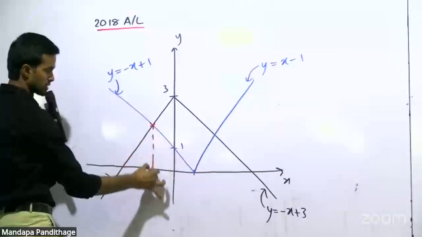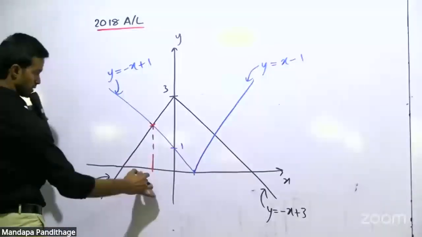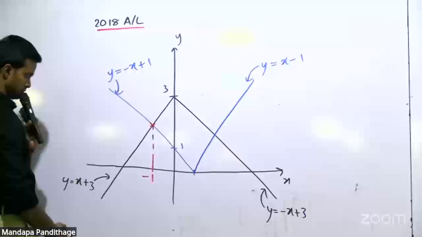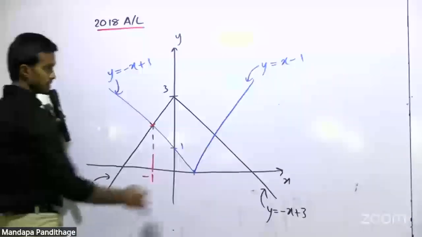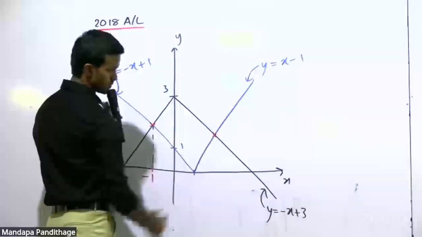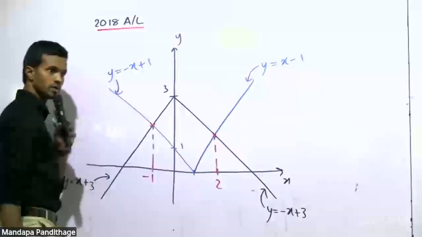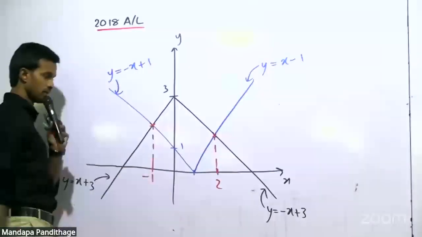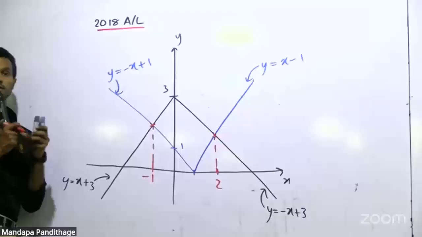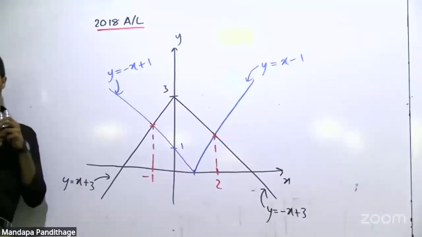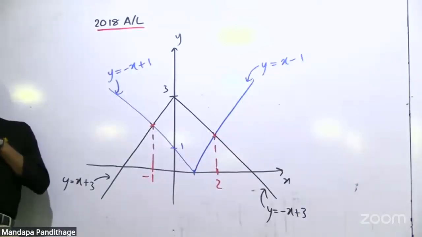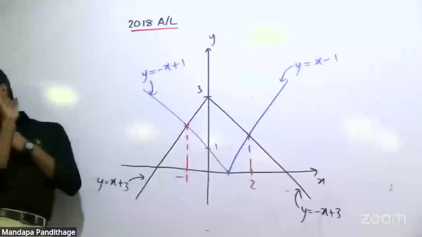This intersection point, you get minus 1. Is it minus 1? Yeah. This intersection point is 2. The two intersection points are minus 1 and 2, right? Okay, hands up who have sketched this graph. Good. So now when you look at this, the inequality is quite different.